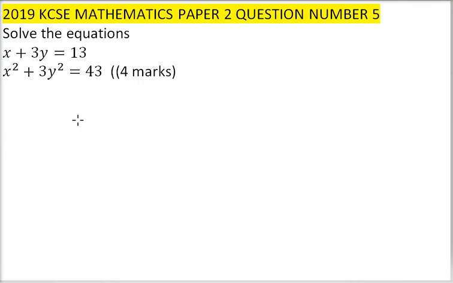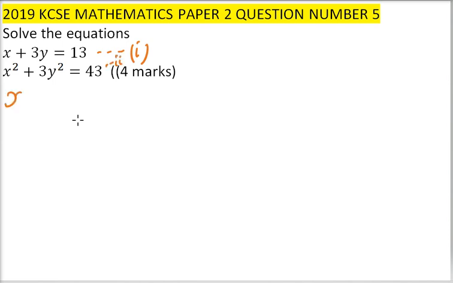2019 question number 5. We are told to solve the equations x plus 3y is equal to 13, x squared plus 3y is equal to 43. Now, because in the second equation the variable is squared, we cannot eliminate x directly or y directly. So what we do, we make x the subject of the first equation. So we can say that is our first equation, and this is our second equation.